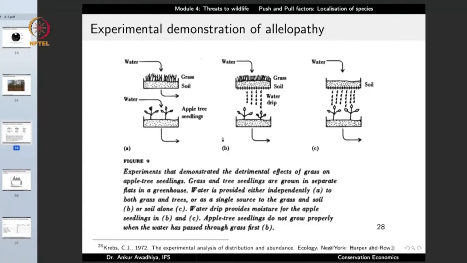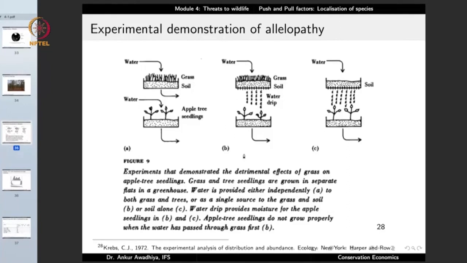of the apple seedlings. Now, how do we prove that it is not something that is coming from the soil? Well, we repeat the same experiment, but without the grass. So now we add water to the soil. We take all the water that has run off or percolated through the soil, and we add that water to the apple seedlings. And here we find that there is no inhibition of growth. So such an experiment would help us prove that there is something being secreted out by the grass, not by the soil, and this something is hampering the growth of the apple seedlings. So this is the classic allelopathy.